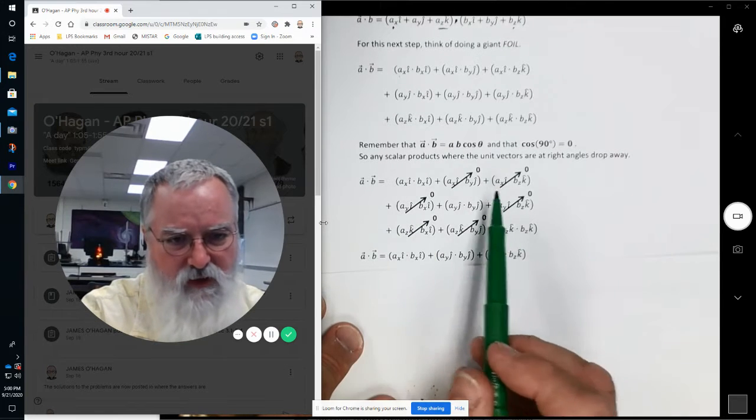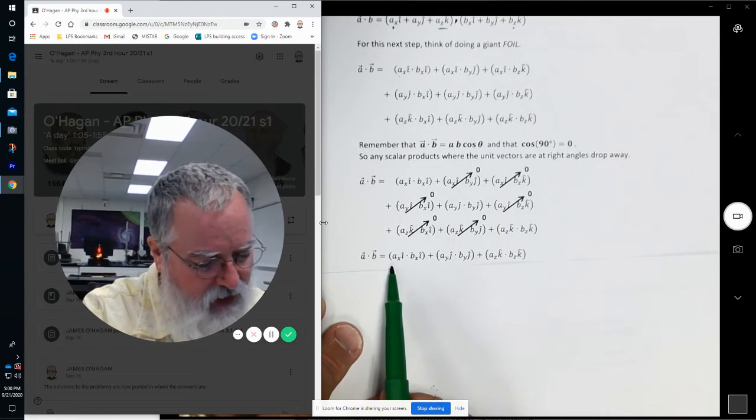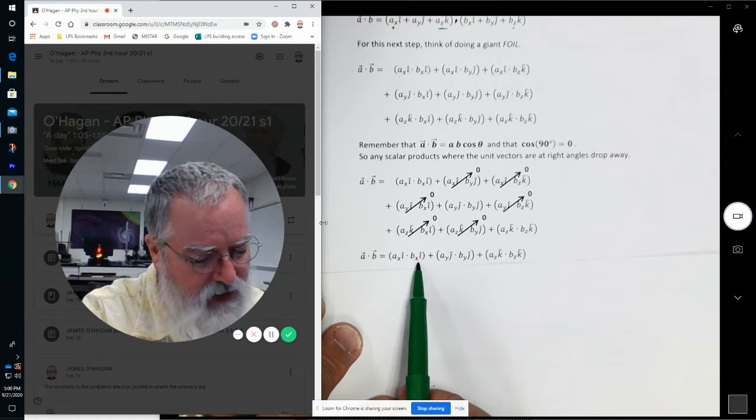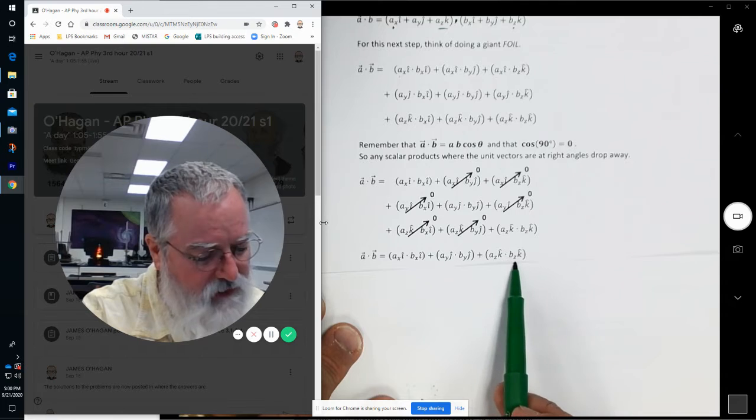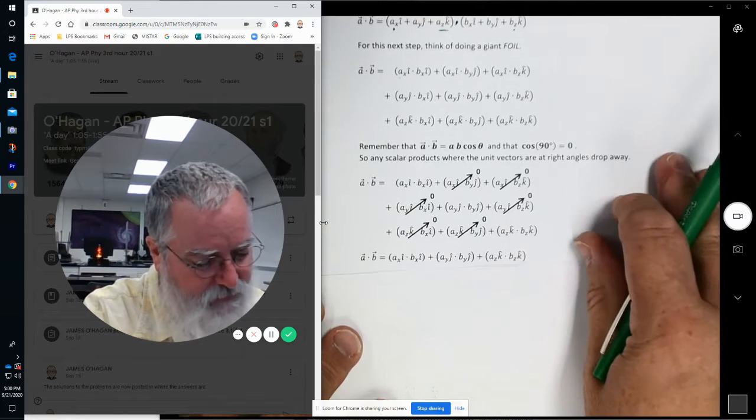So once I have this, I'm just going to draw it, getting rid of all the 0 parts. So I got Ax in the i dot Bx in the i, Ay in the j dot By in the j, Az in the k dot Bz in the k. All right, so that's what I got.